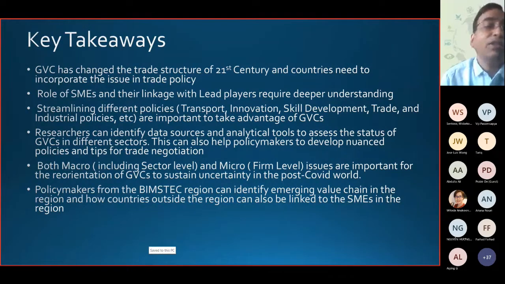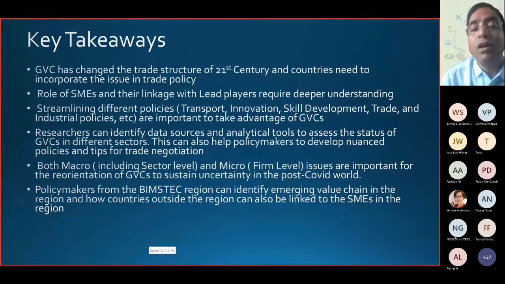For example, the textile value chain is already there. Everybody knows it. There could be a new kind of value chain developed, maybe in the area of furniture, maybe semiconductors, maybe auto components, plastic products, petrochemical products. A lot of such sectors may be studied depending on the interest of the participants.